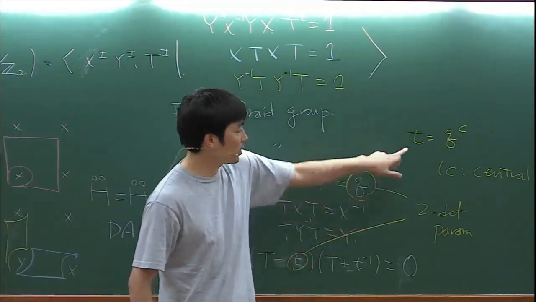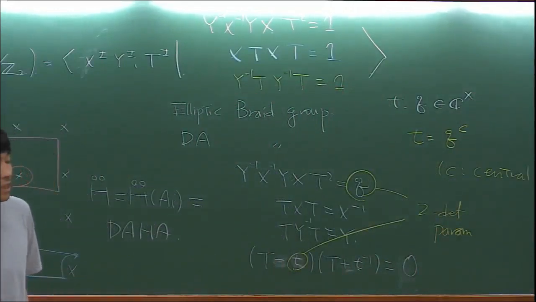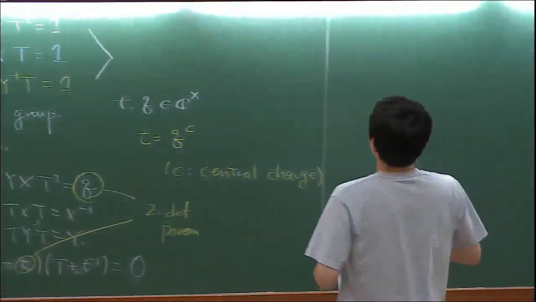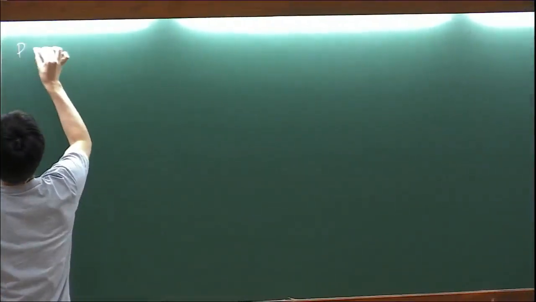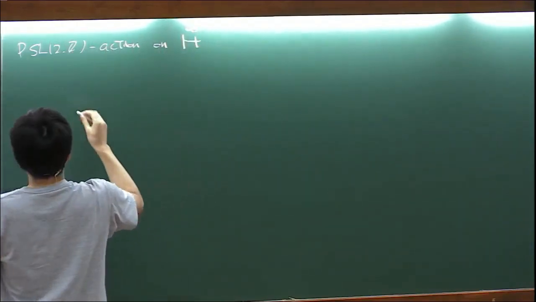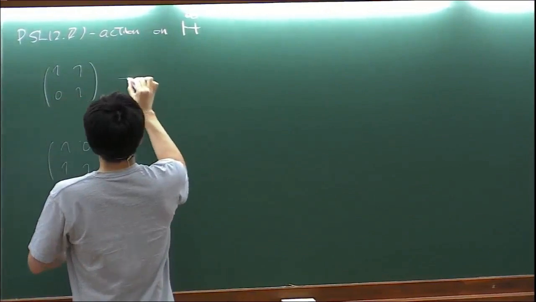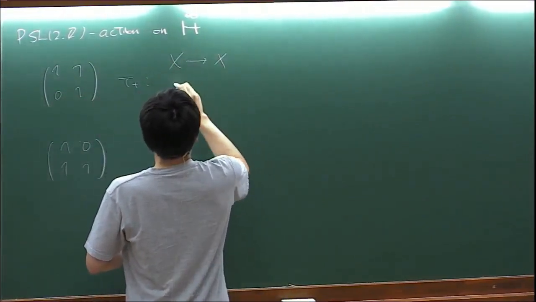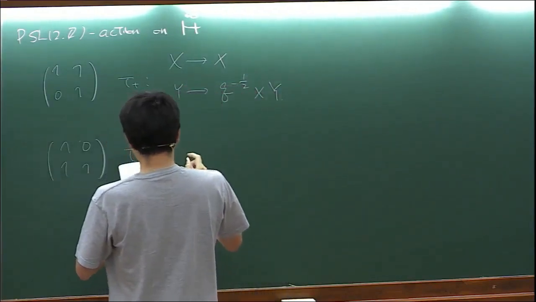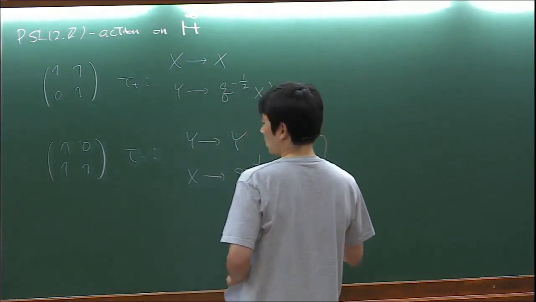So there are two deformation parameters, T and Q, which are sister variables. And often T and Q are related by a central charge C, which is the generic case. Since it's constructed from T2 minus point, one can easily assume that there's a PSL2(Z) action on DAHA, which is generated by tau plus, which maps, on our story, x goes to x, y goes to q to the minus 1/2 xy, and tau minus, y goes to y, and x goes to q to the minus 1/2 yx. Okay, so this is on our story.